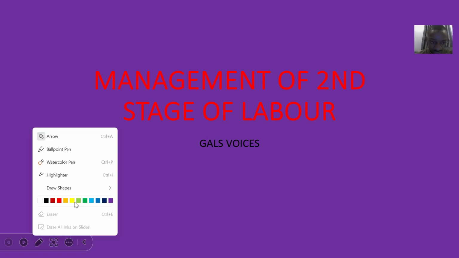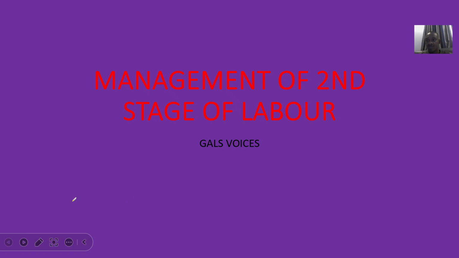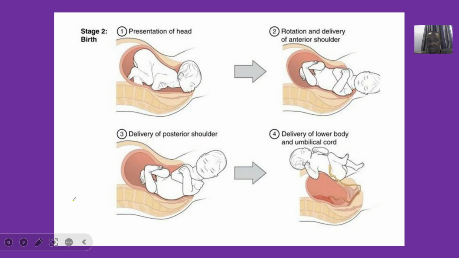Alright, so in labor we actually have different stages. Now for each of the stages, we have things that you should do to make sure that the stage usually goes on very safe. Now for the second stage of labor, these are the different characteristics of the second stage of labor.